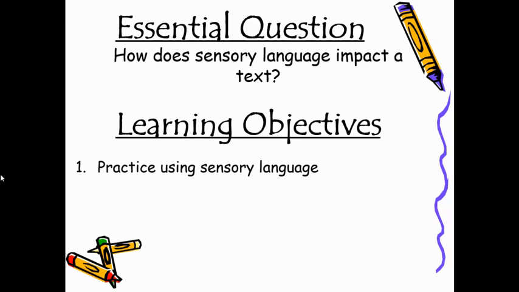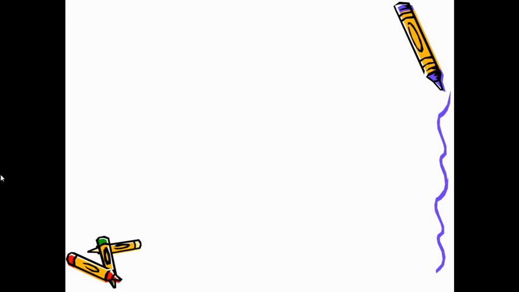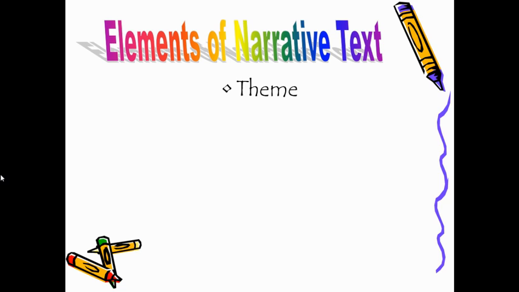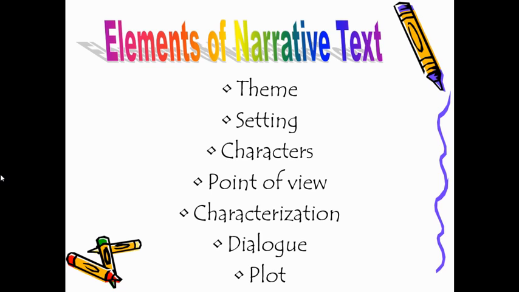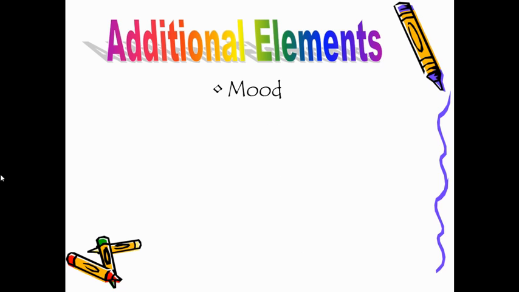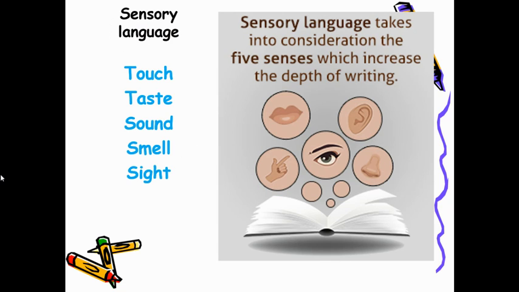So you may have remembered that sensory language is when you use words that emphasize the five senses. So things like taste, touch, sight, sound, and smell. So, as you can see, we have already focused on 7 elements of narrative writing, along with the additional 3 elements of mood, tone, and sensory language. Like I said, we are going to be focusing on sensory language today.